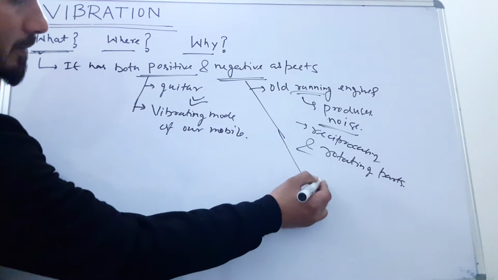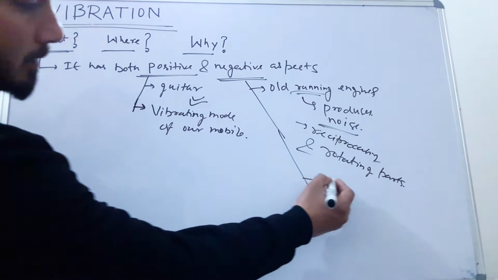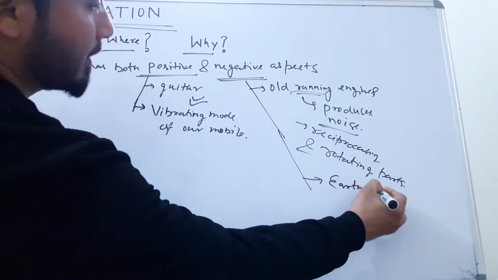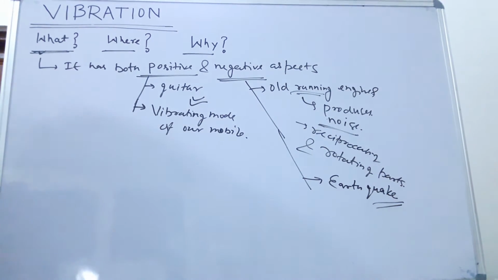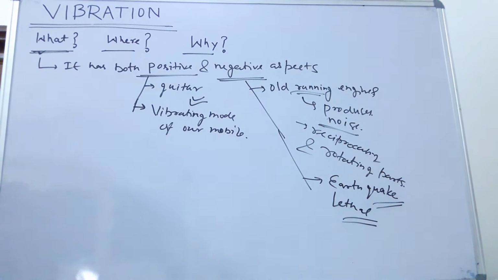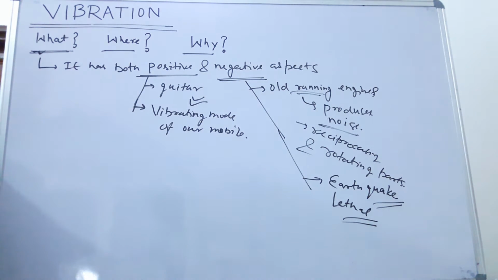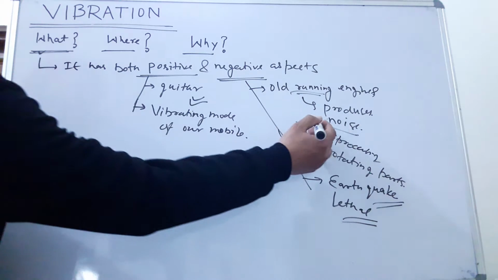Another negative aspect is, you know it very well, earthquake. It is very dangerous, and it can be lethal. So this is the introductory part, that is what is vibration, where it occurs, and why to study it, because it leads to noise.